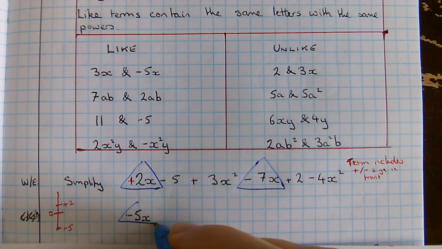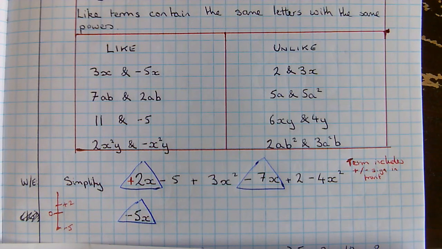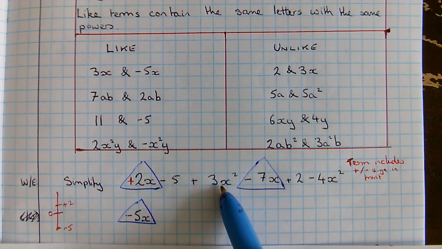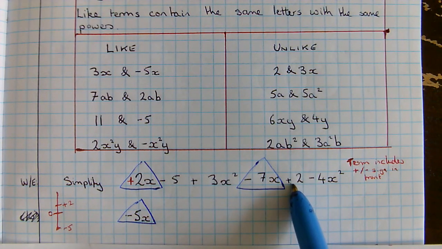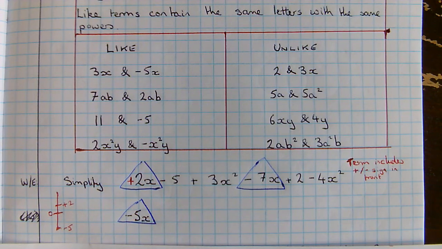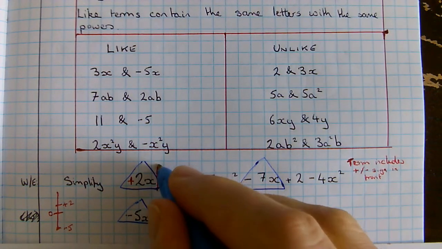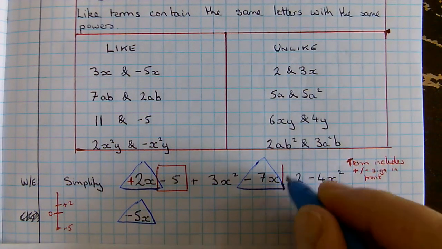Just to show that I've dealt with my x terms. Okay, let's now have a look at my minus 5 term. Well, obviously that's not connected to my x squared term here or here, but it is like my plus 2 term. So over here I'm going to put a little red box around my minus 5 and around my plus 2.